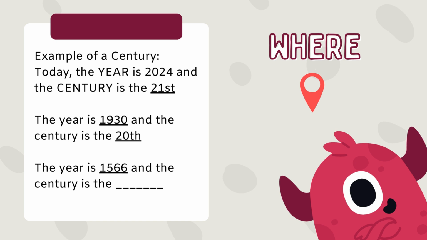So again, if the year is 2024, you add 1 to the first 2 numbers, which is 20, to get 21st. If the century is the 20th, you subtract 1 from 20 to get the century, which is 1900s. So the year is 1566 and the century is... try to get the answer.